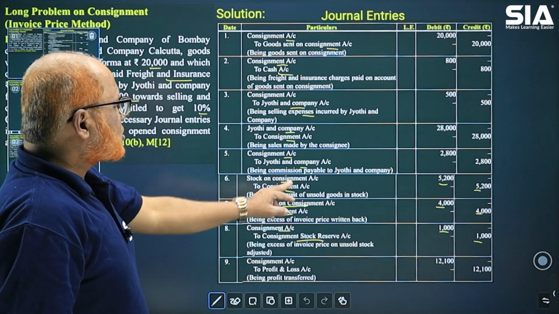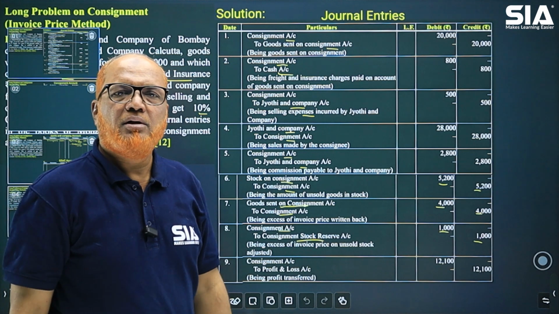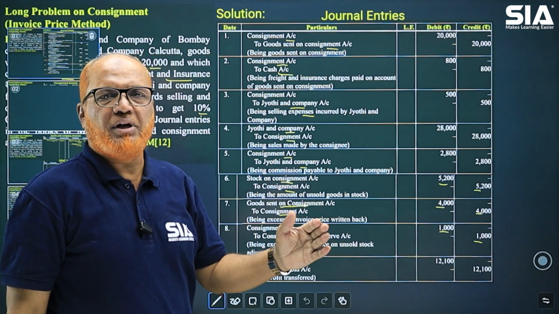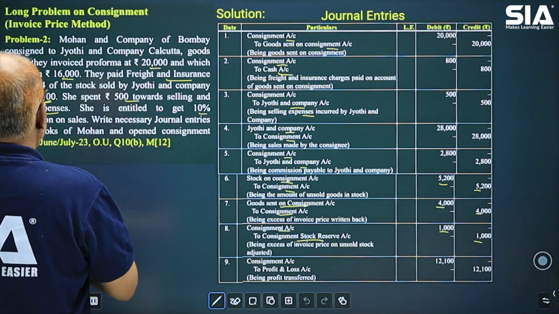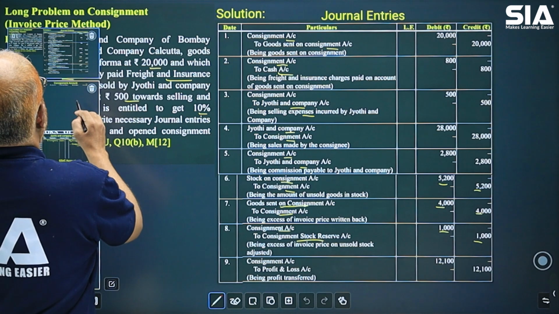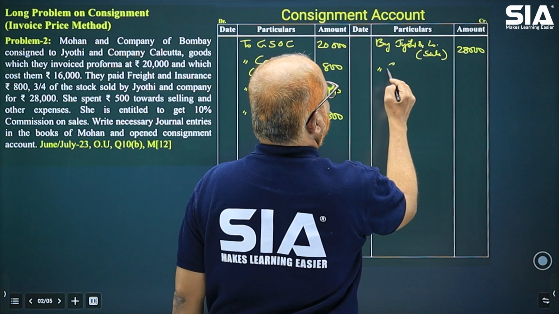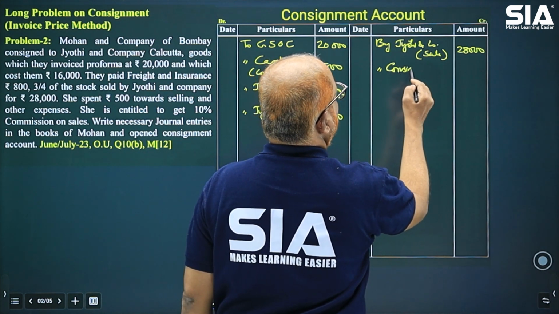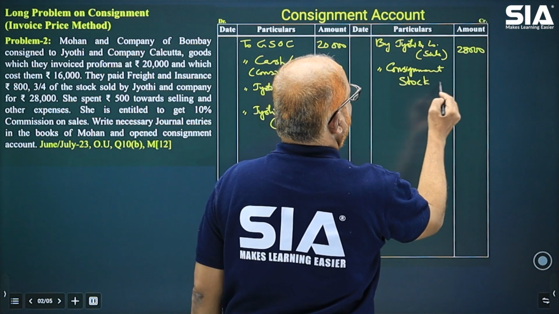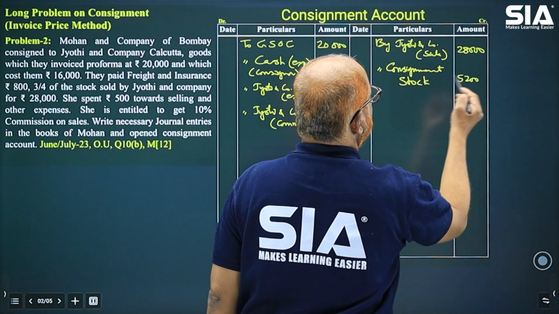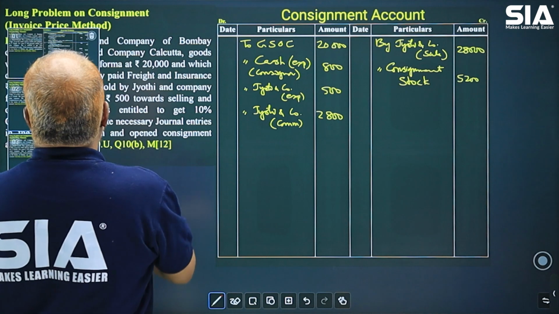Now next entry will be stock on consignment account debtor to consignment account. So stock on consignment account should be debited and consignment account should be credited. Now I am coming to consignment account credit side, by consignment stock. The consignment stock is 5,200. Just now we have seen in the entry. So consignment account credit side, consignment stock.